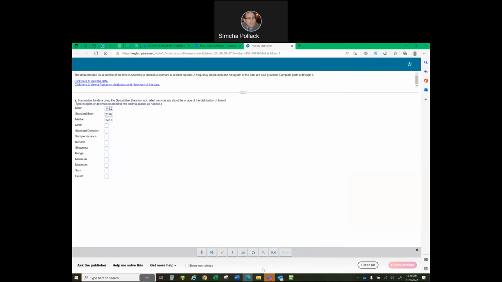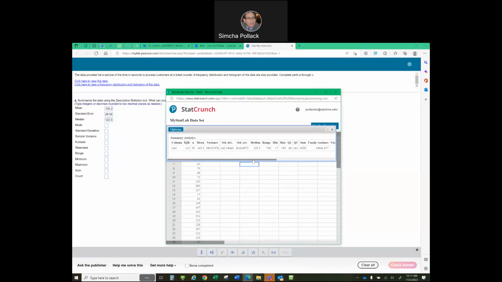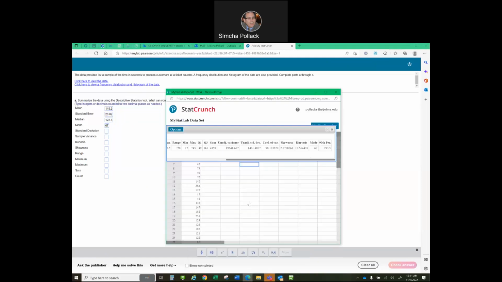The mode, which is the most common number, there can be more than one sometimes. Mode 67. Standard deviation. Standard deviation is the beginning. That's a measure of the spread, 142.54.